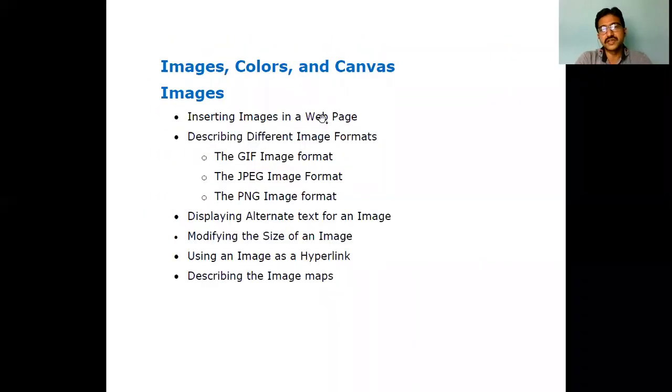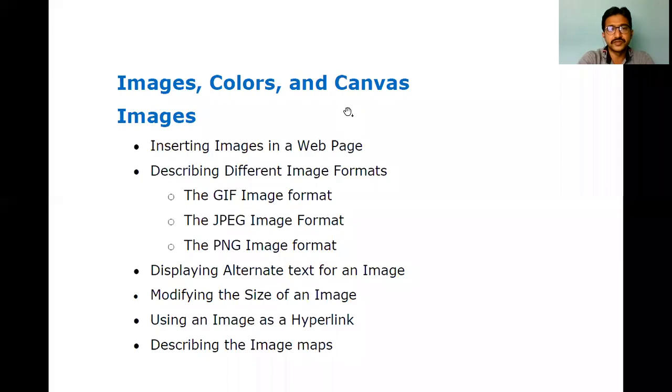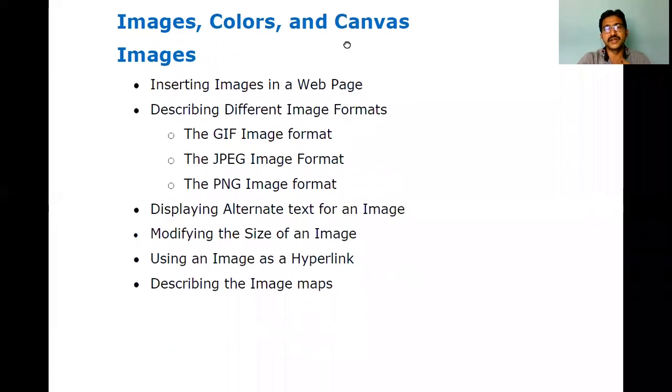If you see the images, colors, and canvas, hope it is visible to you. The subheadings under images, colors, and canvas are inserting images in a web page, and how we are going to do that with the help of IMG. Describing different image formats like GIF, JPEG, PNG. Not only that, we can display the alternative text on a particular image when it is not loaded properly. Modify the size of image with the help of height and width.